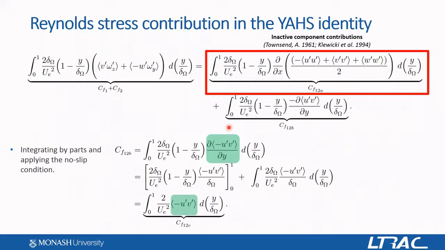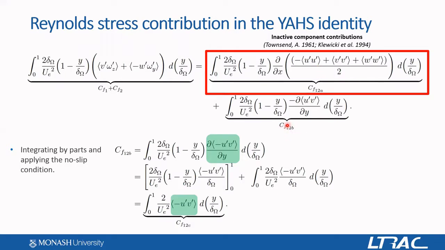And now when we put this identity into the YHS decomposition, the combined contribution from CF1 and CF2 can now be considered as the inactive contribution and the Reynolds stress gradient contribution, which is referred to as CF12B. The inactive term is negligible because of the streamwise gradients.